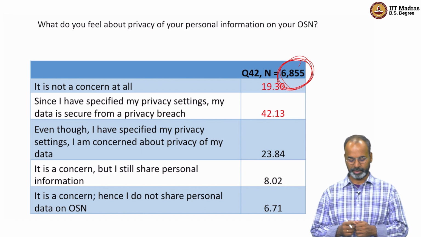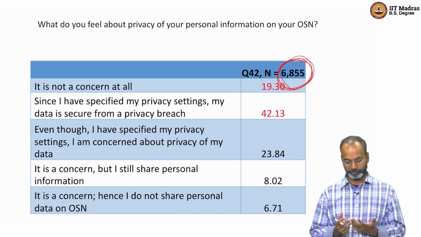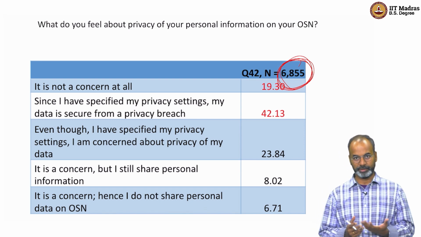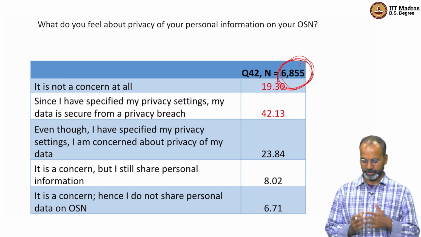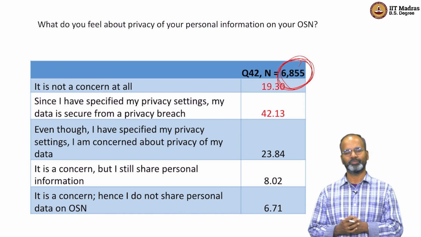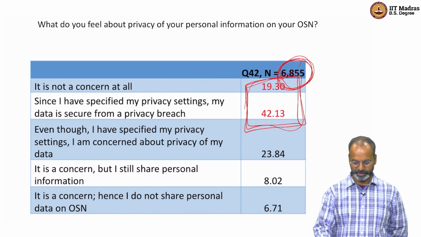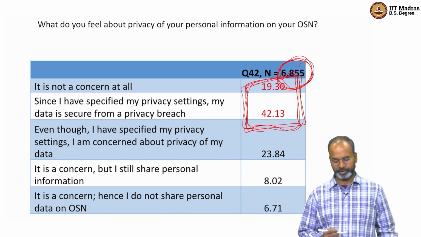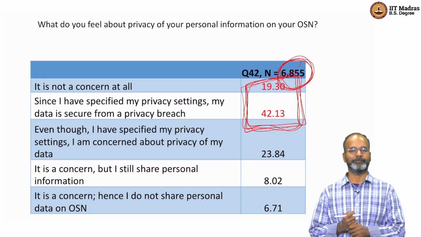The next category, even though I have specified my privacy settings, it's a concern, is about 24%. It's a concern, but I still share is about 8%. It's a concern, and I do not share is about 6.7%. So this set of people is what we should be thinking about. We should be asking whether these are the right perceptions that the users have.